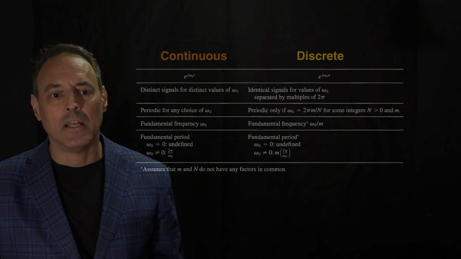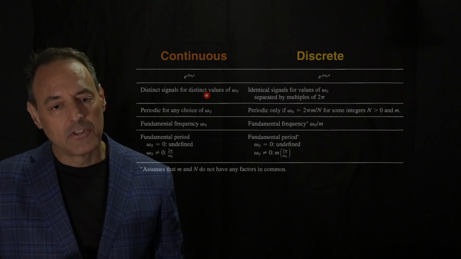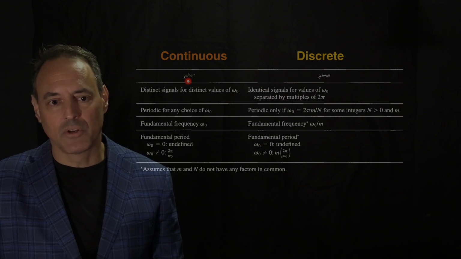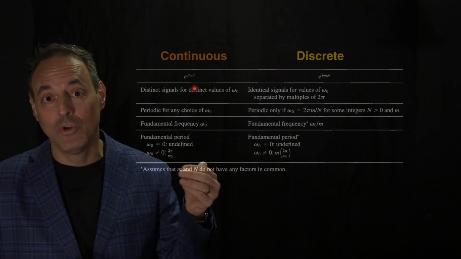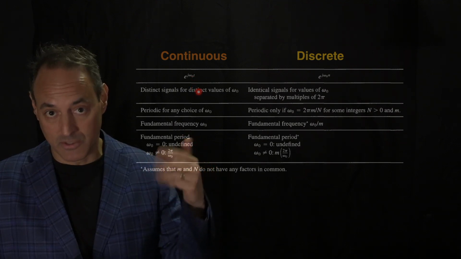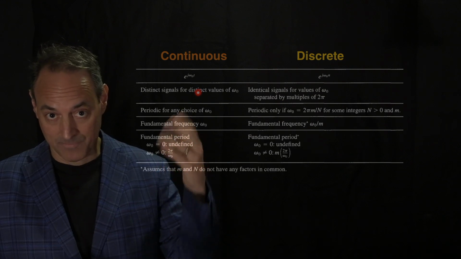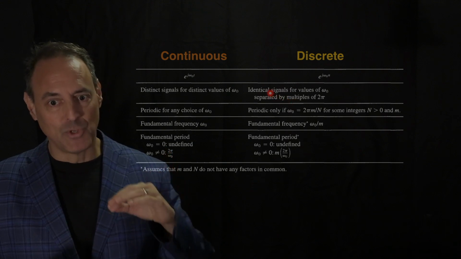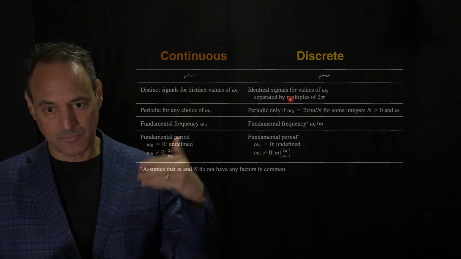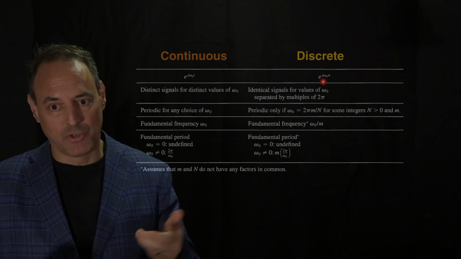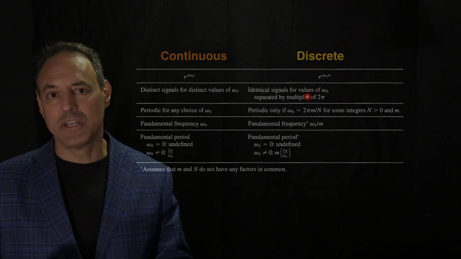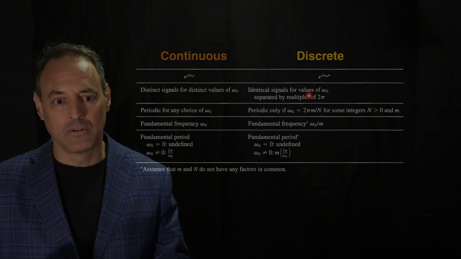All right, just as a summary of this difference between the continuous and discrete case, I made a little chart here. For the continuous case, we have distinct signals for distinct values of omega naught. So you just keep increasing omega naught and you always get new signals. Omega naught of 2 versus 4 are two different frequencies: cosine omega t, cosine 4 omega t. However, for the discrete case, you get identical signals if you ramp this up by 2 pi. Once you get 2 pi higher values of omega naught, it's exactly the same signal.